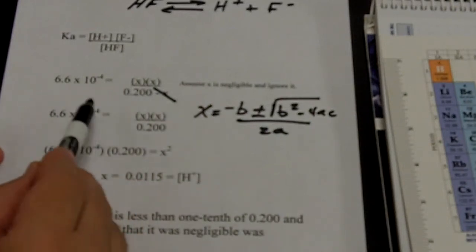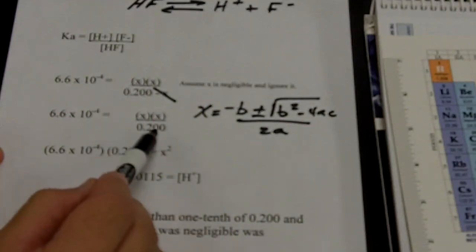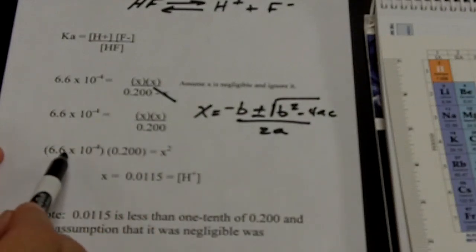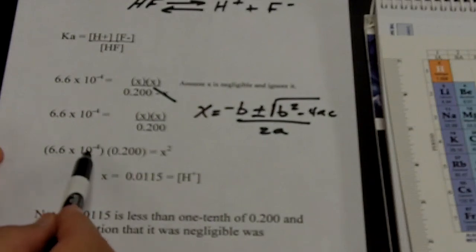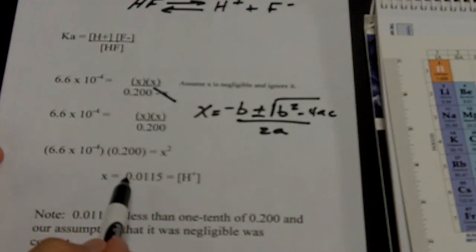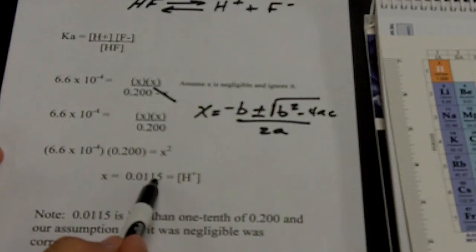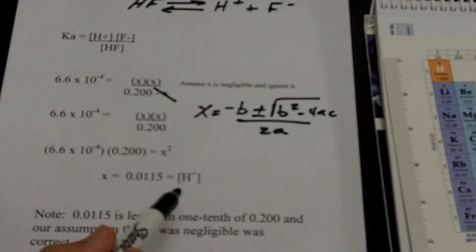So I have 6.6 times 10 to the minus 4 now equal to X times X, or X squared, divided by, I'm now ignoring the minus X, 0.200, and I get this. I'll pull the 0.200 up algebraically, and I get 6.6 times 10 to the negative 4 times 0.200 equal to X times X, or X squared. When I solve for X, I get this number, 0.0115. Well, guess what, folks? X is the hydrogen ion concentration. That's what I was looking for. X is the hydrogen ion concentration, and now I can determine the pH.